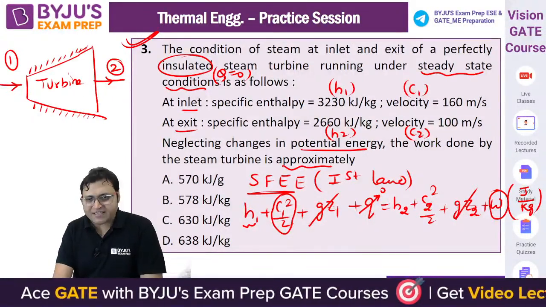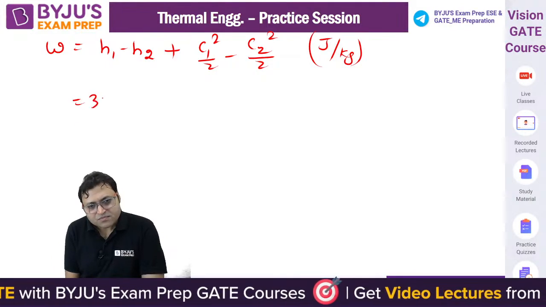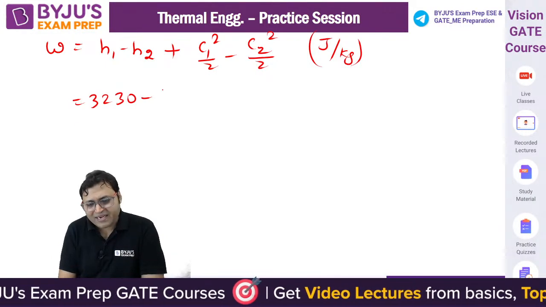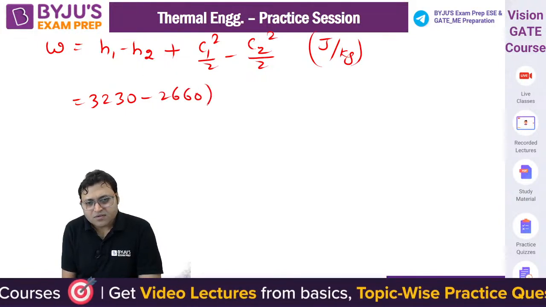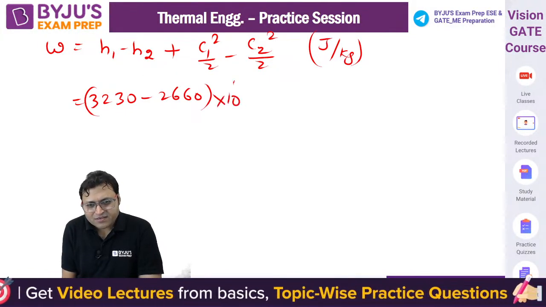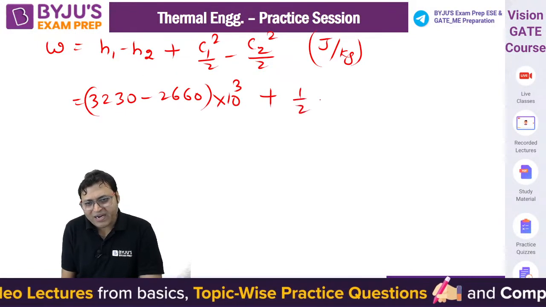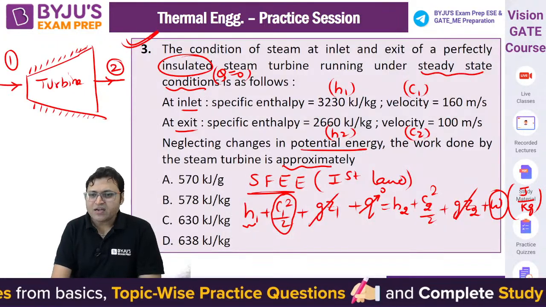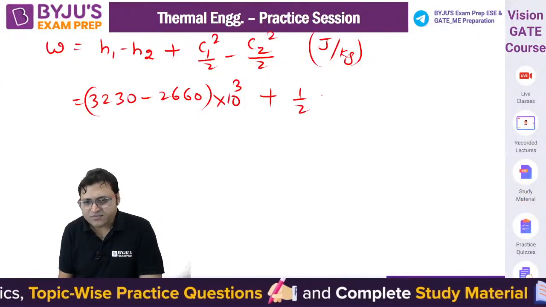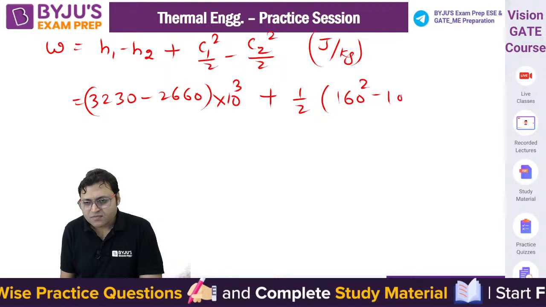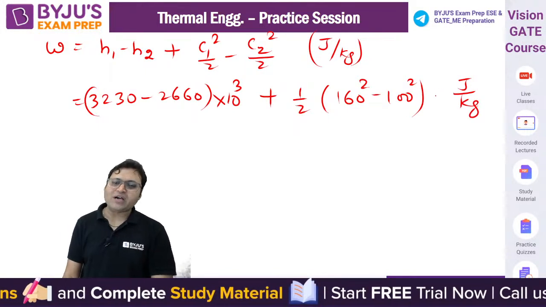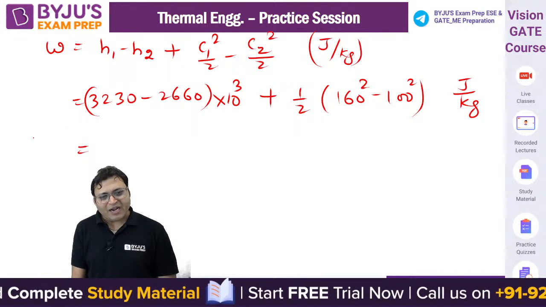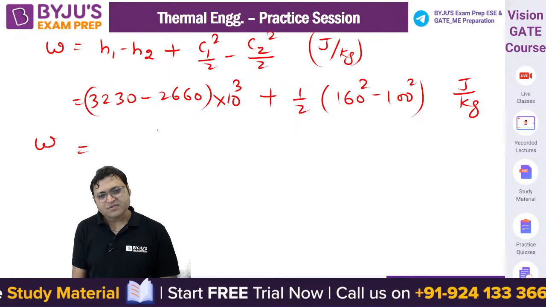So H1 is 3230 minus H2 is 2660 into 10 to the power 3, plus 1 by 2 (C1 square minus C2 square), 160 square minus 100 square. That will be joule per kg. If you want to convert it into kilojoule per kg, divide by 10 to the power 3.